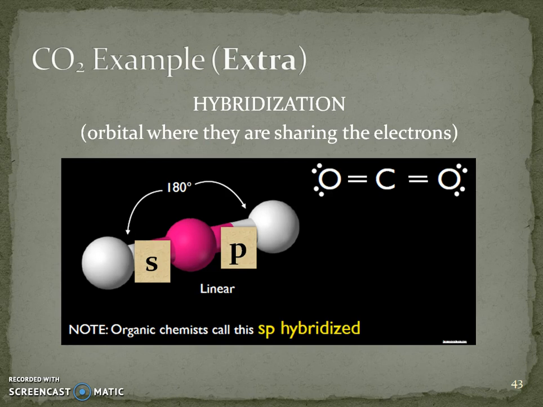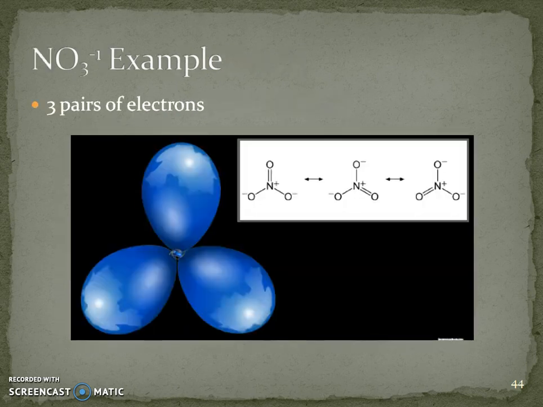Hybridization is where orbitals are sharing those electrons, and all we do is label an electron domain. So we're going to label this S and this P, so we get an SP hybridization when it comes to a linear molecule.